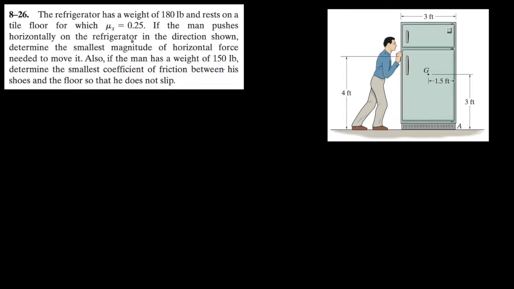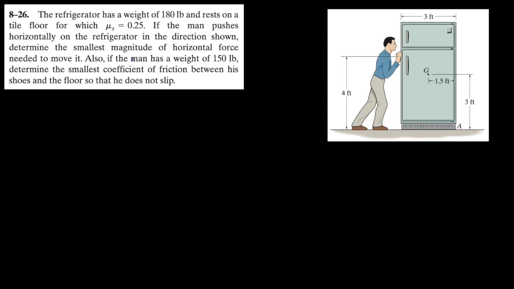The problem states the refrigerator has a weight of 180 pounds and rests on the tile floor with a static coefficient of friction of 0.25. If the man pushes horizontally on the refrigerator in the direction shown, determine the smallest magnitude of horizontal force needed to move it. Also, if the man has a weight of 150 pounds, determine the smallest coefficient of friction between his shoes and the floor such that he does not slip.